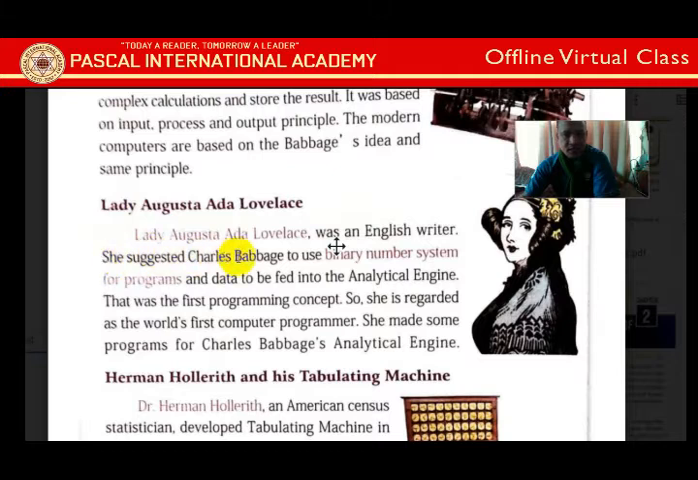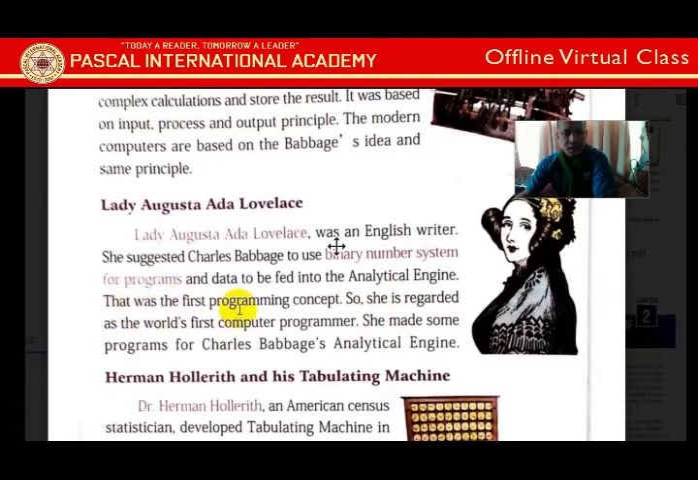She suggested that Charles Babbage use the binary number system for programs and data to be fed into the analytical engine. She was the first who gave the idea of using the binary number system. I hope everyone has done the binary number system in math class. Binary numbers are what? Zeros and ones only, no decimal.